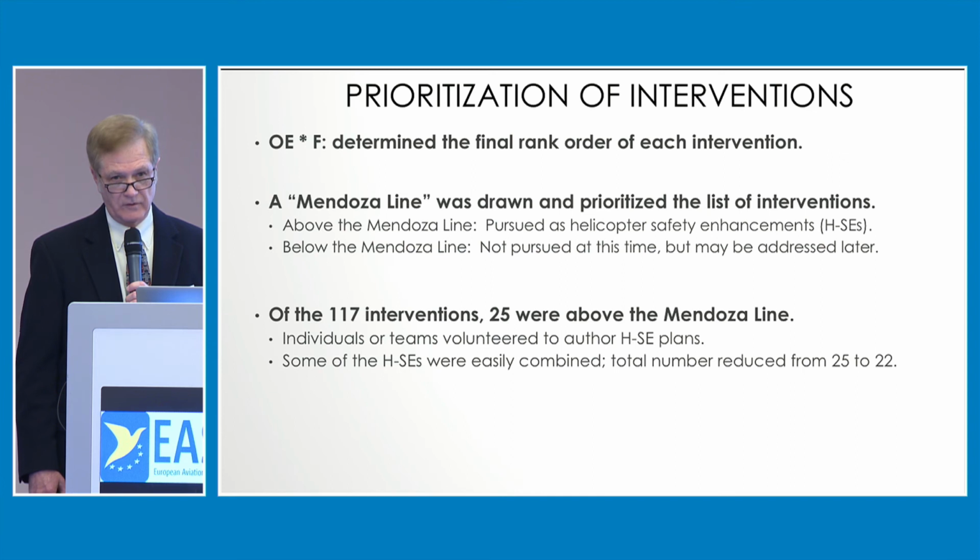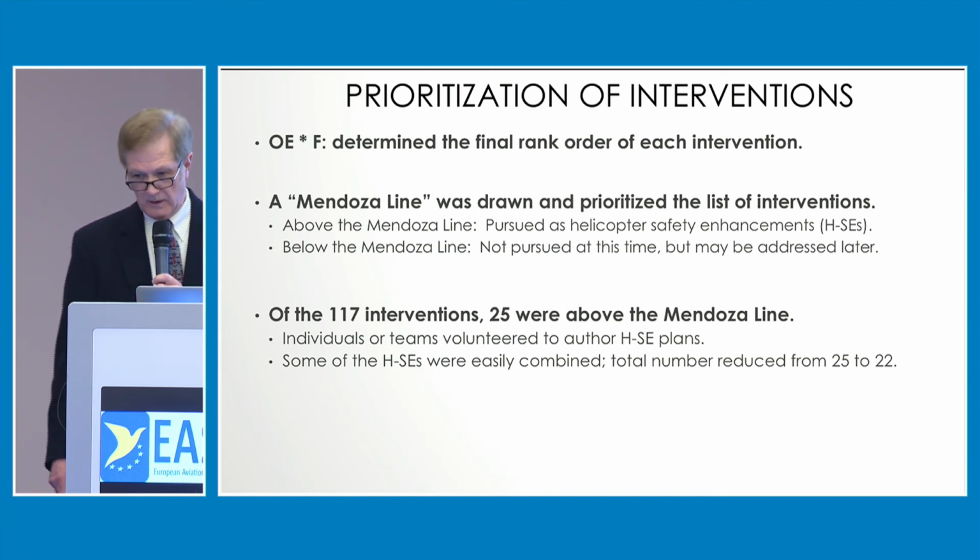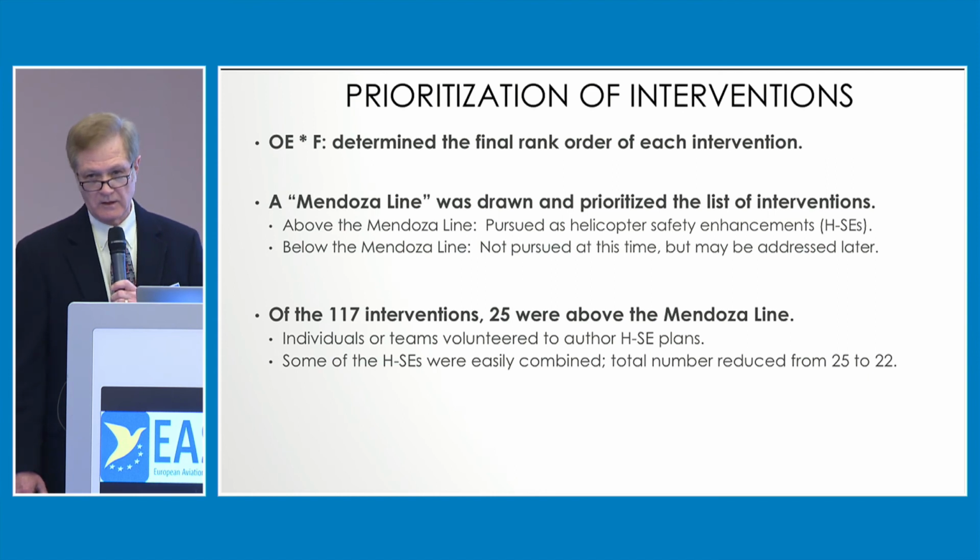So Mendoza line refers to what's above the Mendoza line, you keep. What's below the Mendoza line, you don't keep. So his name is probably mentioned much more than Babe Ruth or some of the other more famous baseball players, but his fame is tied to the Mendoza line. So those above the Mendoza line you keep for consideration. Those that are below the Mendoza line, you defer for later or ignore them altogether.